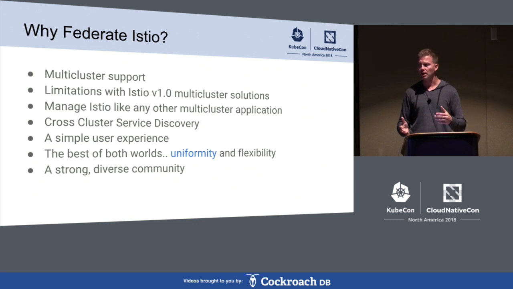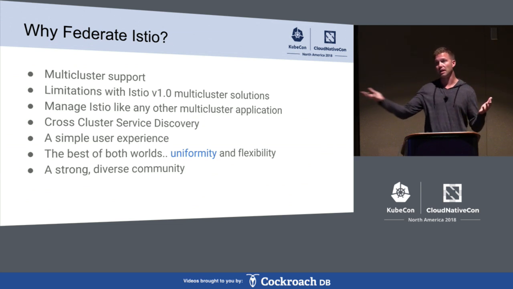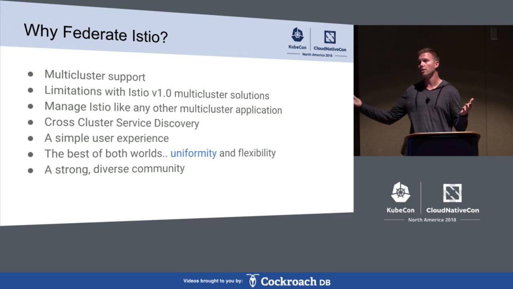And I feel like Federation v2 has that balance of uniformity, so I can create a federated resource and know that it's the same resource that goes across my 100 clusters, but also gives me the balance that if a couple of those clusters are maybe test or dev clusters and I need to make a few tweaks and changes, I have the ability with overrides to make those changes.